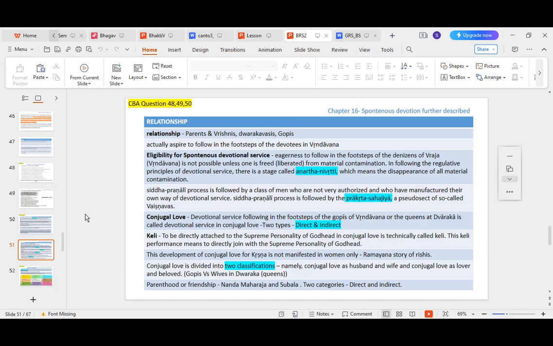So spontaneous devotion, little more understanding. So questions: what is meant by Anartha-nivritti? What is meant by Prakata Sahajya? How do you understand direct and indirect conjugal love? And how the two classifications are made? Give some examples of relationship with Krishna. So like there are some 3-4 questions you just need to understand.